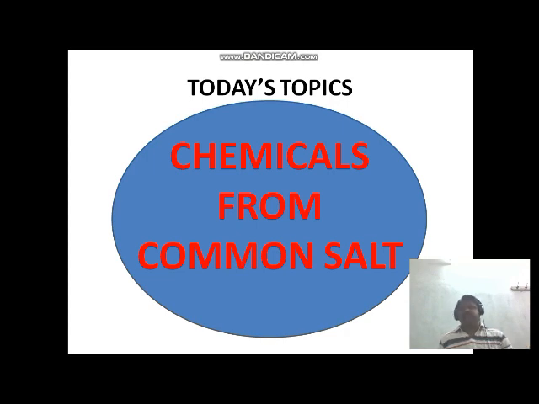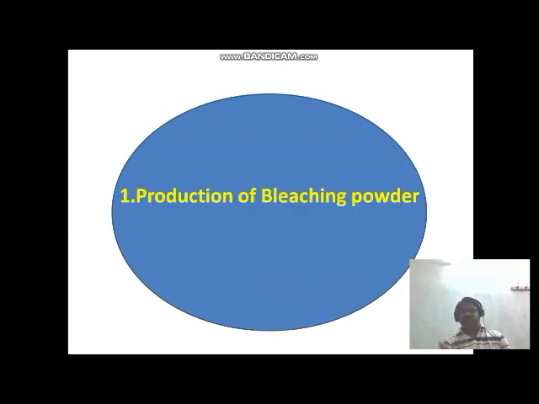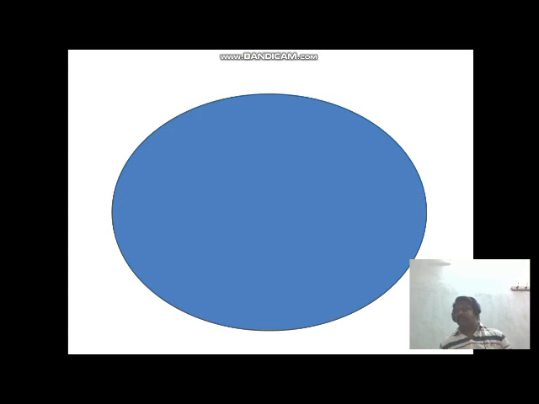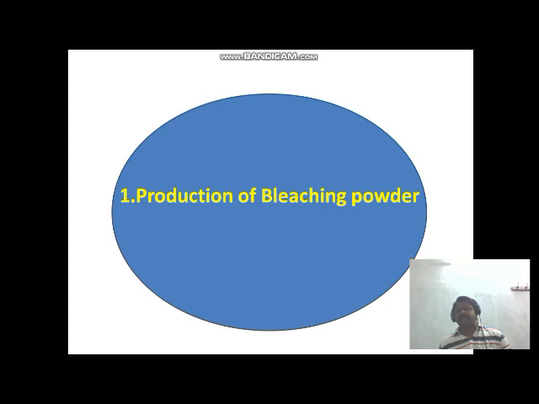In the previous video, we discussed the chemical sodium hydroxide, which comes from common salt. Now this time we are discussing another chemical which comes from the common salt. The chemical is bleaching powder. This bleaching powder comes from common salt. You already know very well what a bleaching powder is.